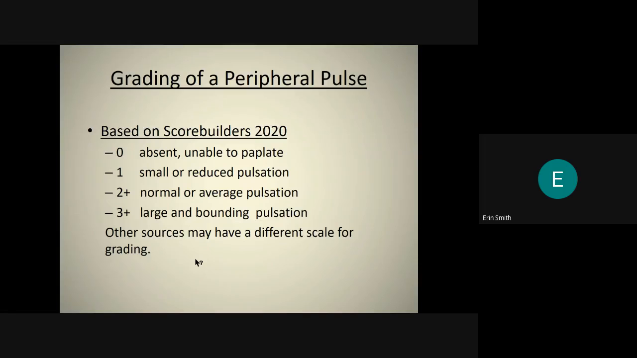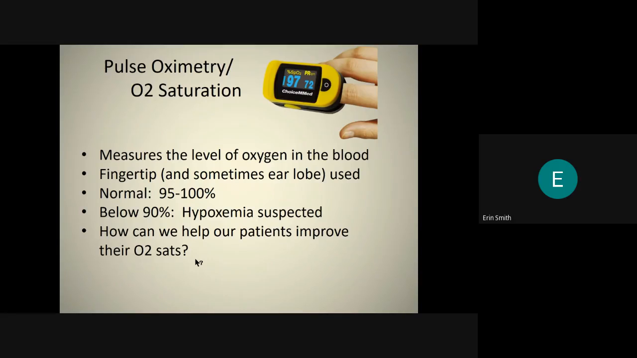Okay, so let's talk a little bit about pulse oximetry or oxygen saturation. The oxygen saturation or pulse oximetry measures the level of oxygen in the blood. It's a little device that you put on the patient's finger. It's going to give you a heart rate as well as the pulse oximetry. Typically, they will both be available to you.